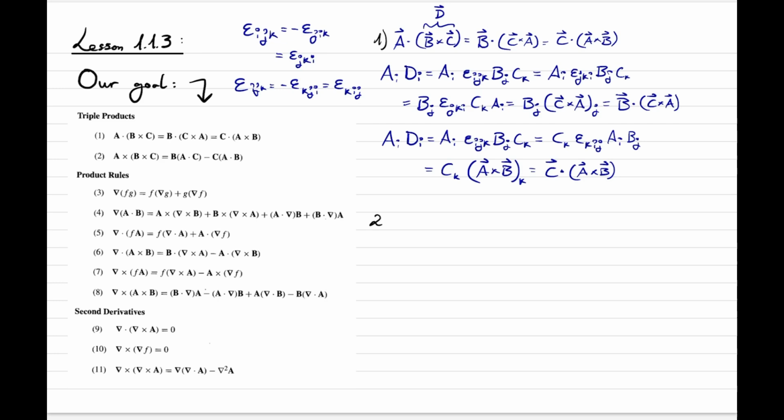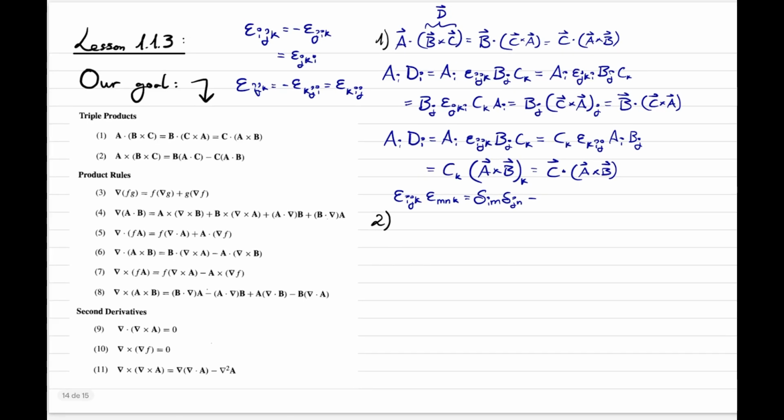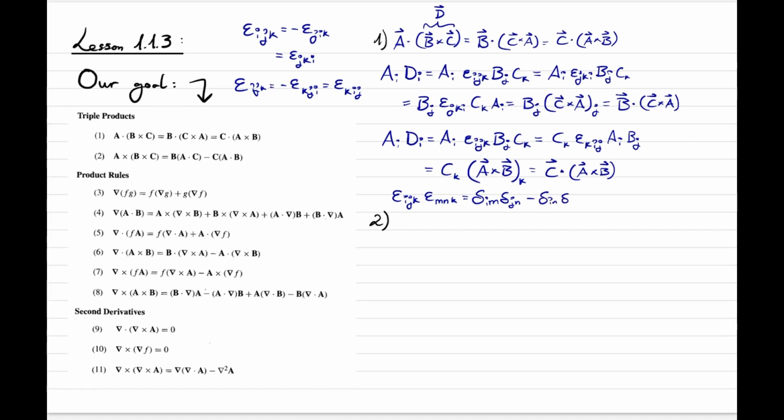Now for the second one, we have to remind ourselves of a property of the Levi-Civita symbol that we saw in the last part of lesson 1.1.2, which is this one. If you contract two Levi-Civita symbols with their first indices, for example, we have contracted both of these, we'll have that this is equal to the Kronecker delta of im times the Kronecker delta of jn, minus the Kronecker delta in times the Kronecker delta jm.